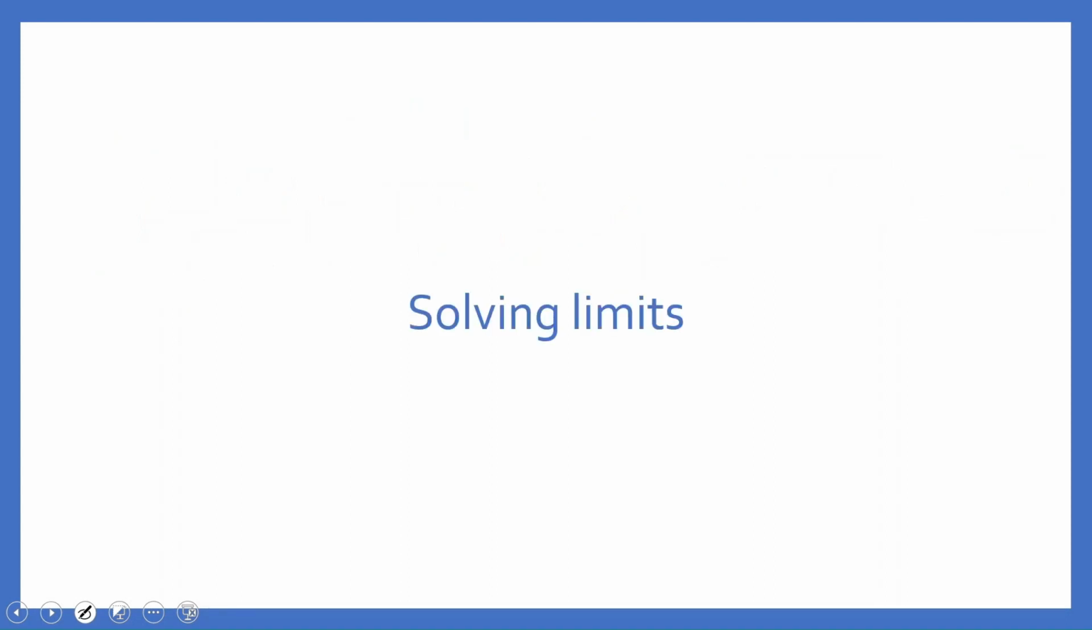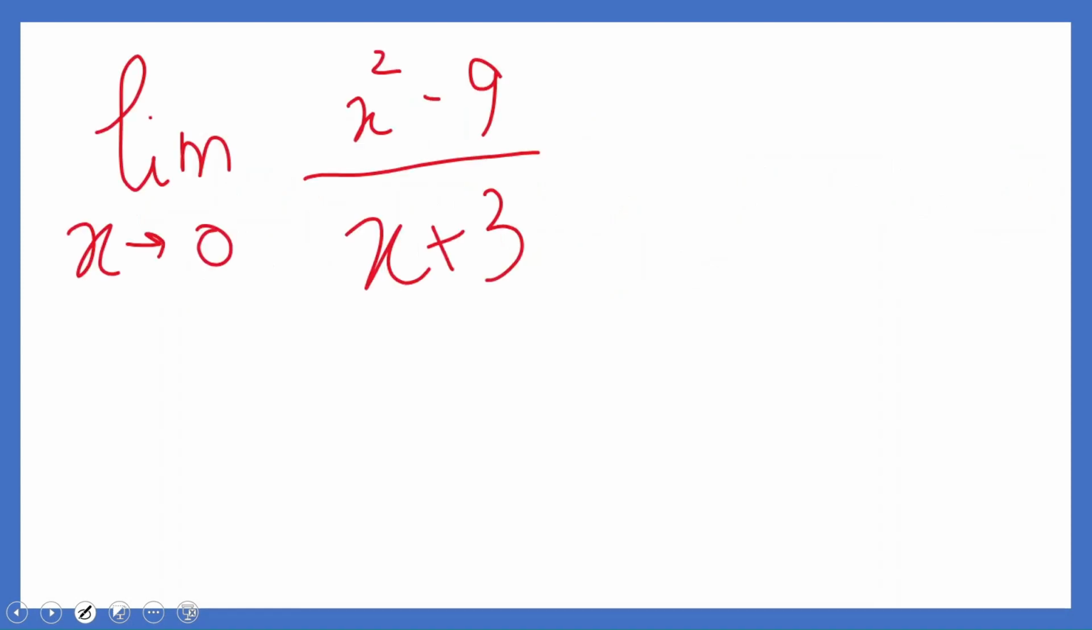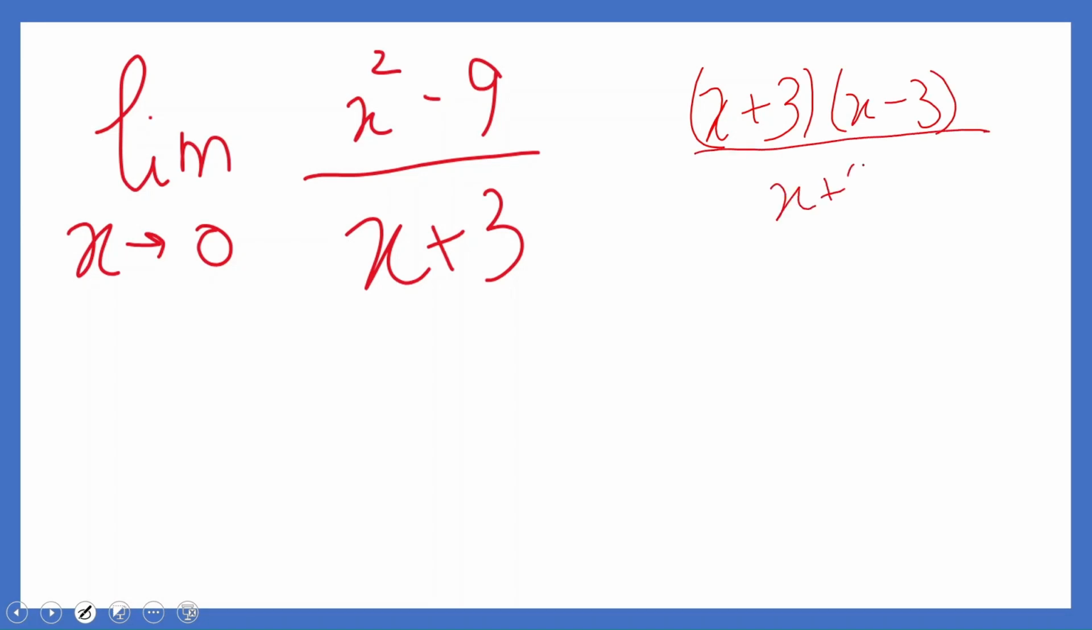Now, how do we solve questions with limits? Let's take this for an example. The limit as x approaches 0 of x squared minus 9 divided by x plus 3. If you know your algebra, you can probably say that x squared minus 9 is nothing but the difference of squares. So you can write that as x plus 3 times x minus 3, divided by x plus 3. The x plus 3 will cancel out to give us x minus 3.